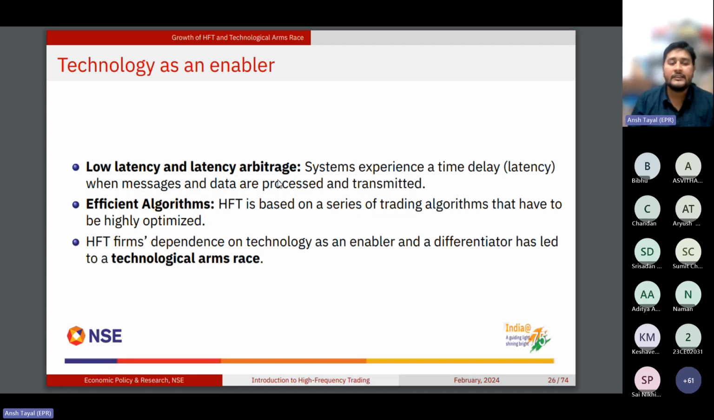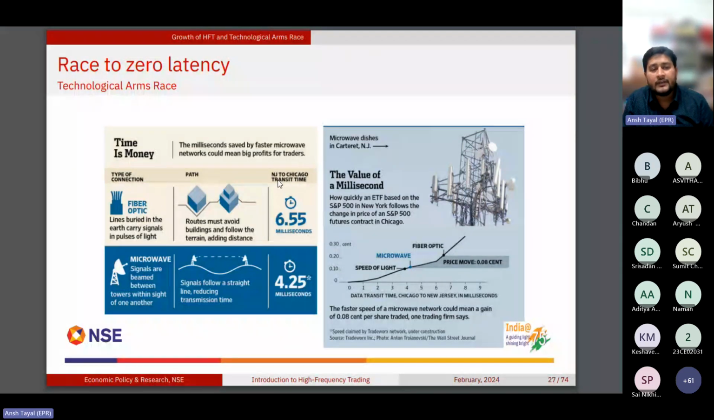And because of these things, it has led to a technological arms race in this area. So now it has been a race to zero latency. You can read many stories about how people have spent millions of dollars to shave off 2 or 3 milliseconds because that's how important it is for them to get it right. So this is one article of that. You might have heard of a book, Flash Boys. They also talk about a similar thing.